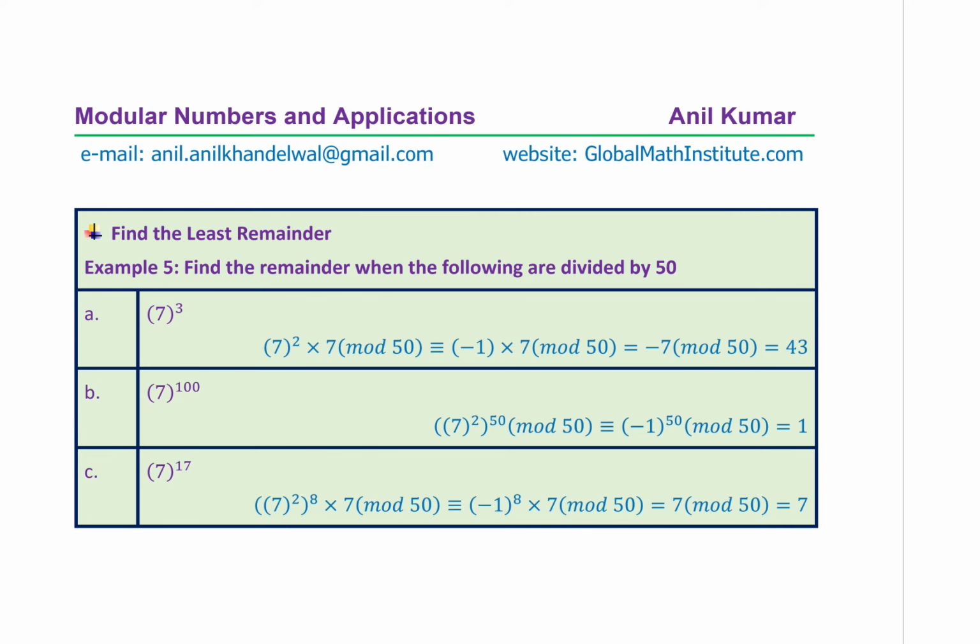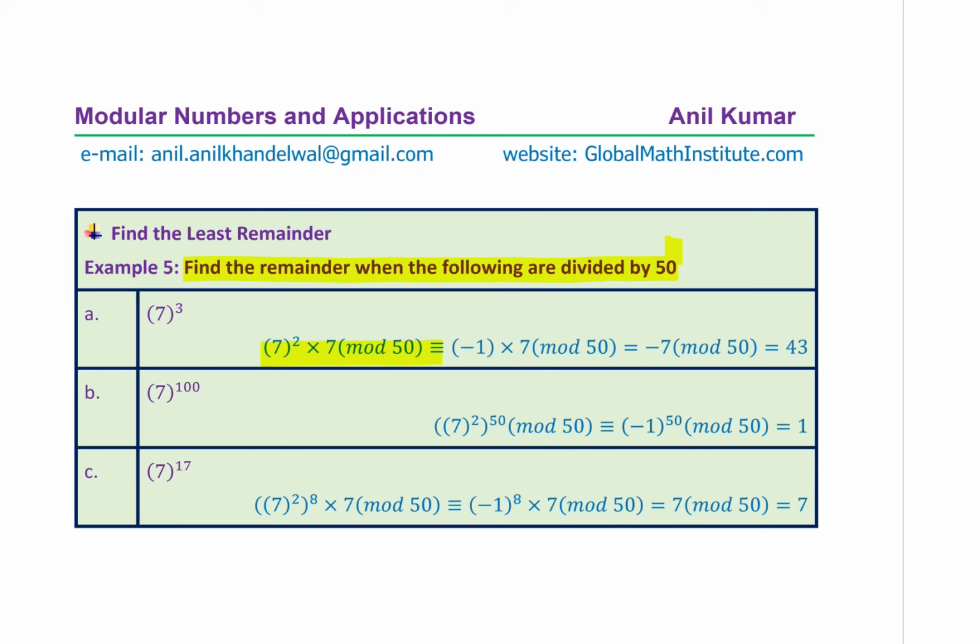Now this time, the question here is, find the remainder when the following are divided by 50. So we have taken a very big number, 50 in this case. Last time, it was a relatively smaller number. Now how do we do this? Dividing by 50 means you have to find mod 50 of the number given to you, 7 cubed.